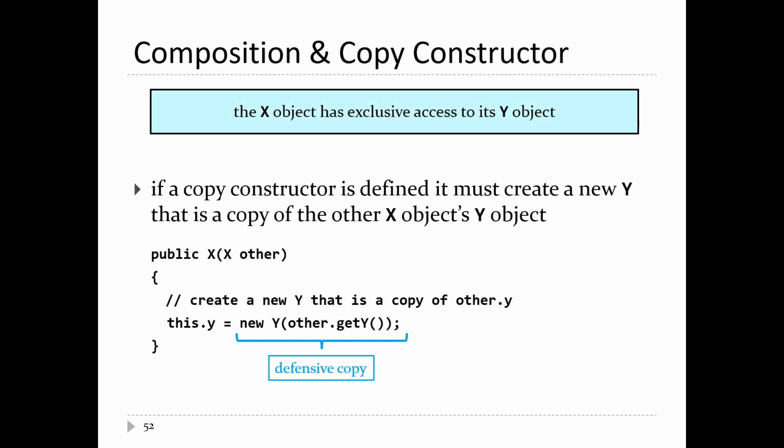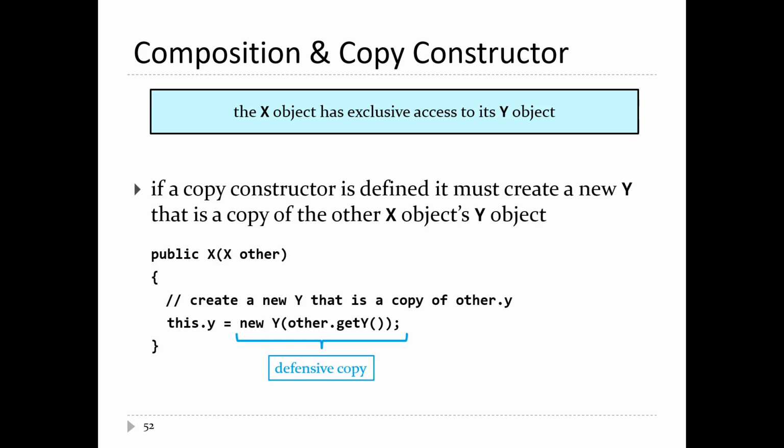If you define a copy constructor, then in the copy constructor, you have to make a new copy of the other object's y object. So in a copy constructor for our class x, we're going to pass in another object, also of type x. Inside this constructor, we have to make a copy of the other object's y object. So we ask the other object for its y object, make a copy with the copy constructor, and then assign y to refer to the copy.